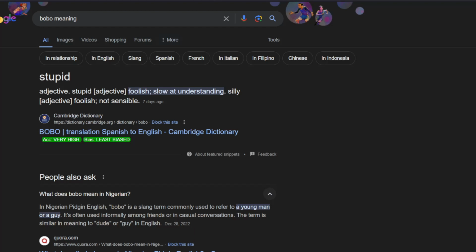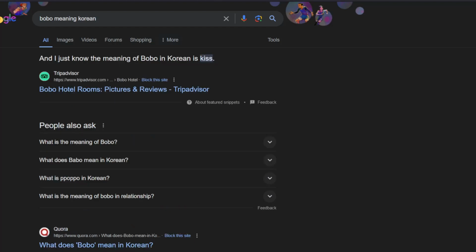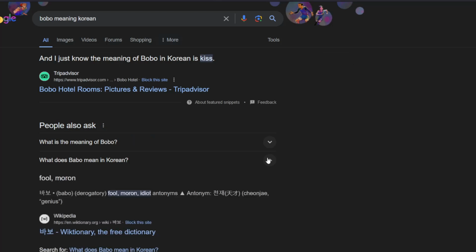I don't know. Hang on. Oh, here we go. Bobo means fool, moron, idiot. Somebody is claiming in Korean, and I believe the developer said they were Korean, it means kiss. Now that's interesting, right? Like you could say the corners of the puzzle are kissing.